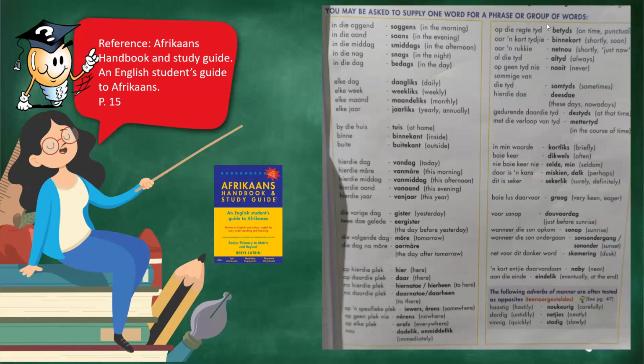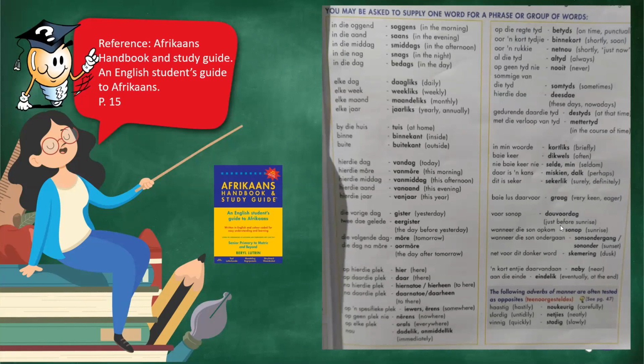Okay, op die regte tyd, if something's happening on time, or it's punctual, then we say betyds. Sommige van die tyd, sometimes, it's somtyds. This is an important one, met verloop van tyd, in due time, or in the course of time would be mettertyd. And then, daar is 'n kans, something, perhaps it may happen, miskien of dalk. Baie lus daarvoor, it's very keen or eager to do something or to have something would be graag. Voor son op, just before sunrise, dou voor dag, that's a very nice one to know.